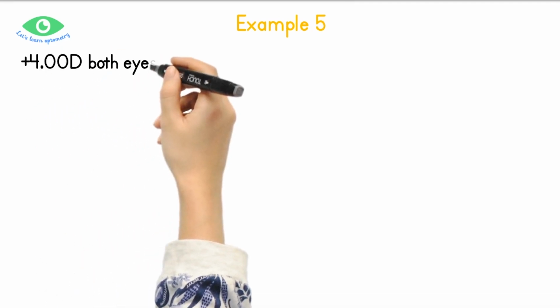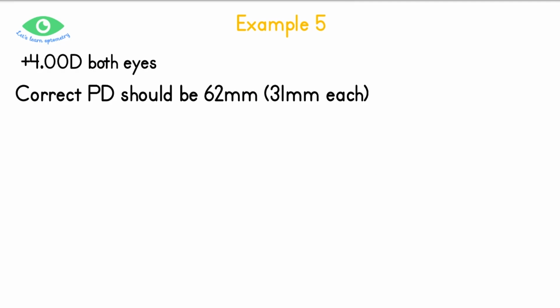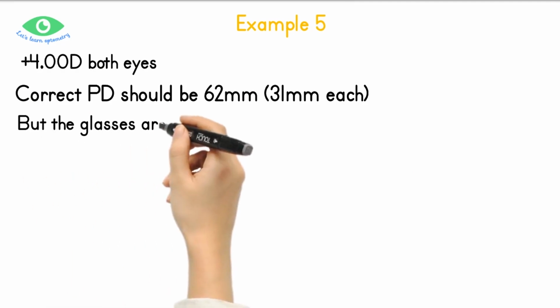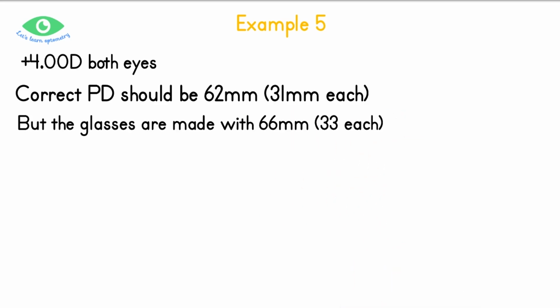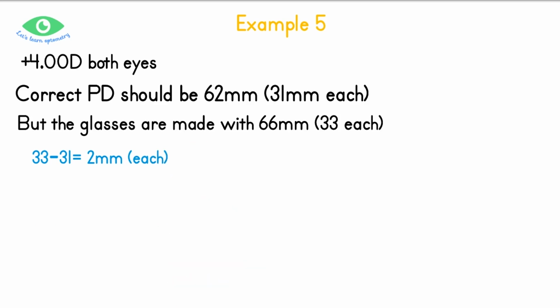Let's see a clinical example. The prescription is +4 diopter in both eyes. The patient's correct PD should be 62 mm, 31 mm each eye, but the glasses were wrongly made with a PD of 66 mm, that is 33 mm each eye. So each eye is 2 mm off from the correct optical center.